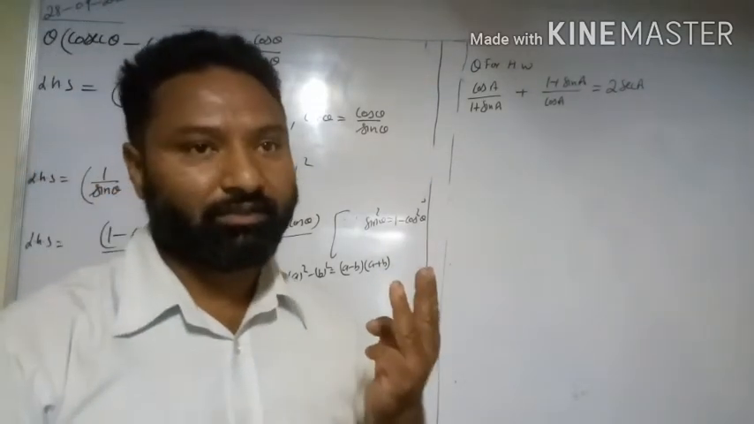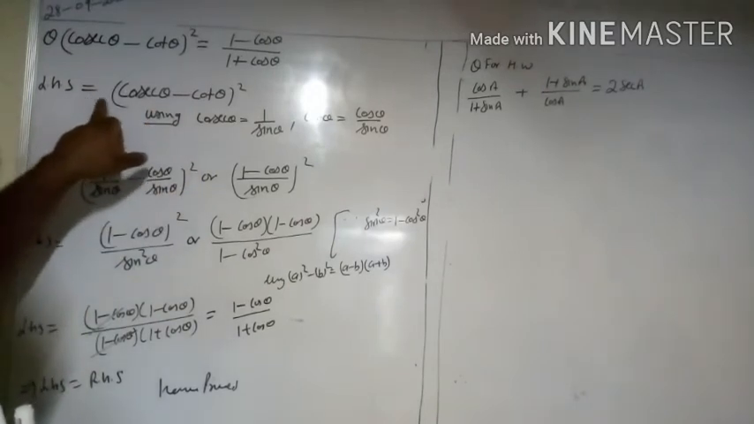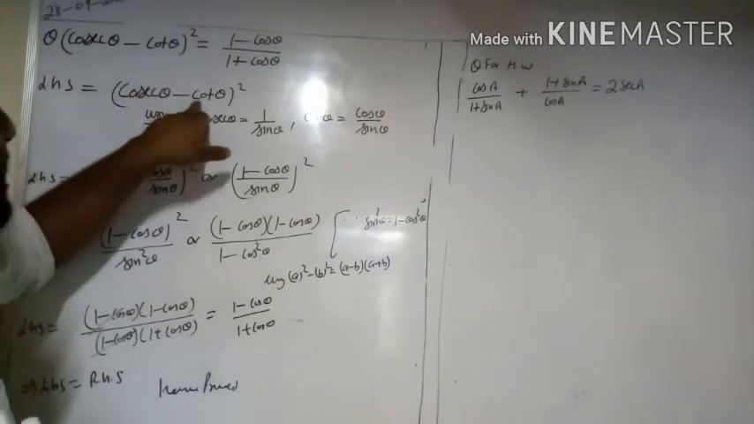There are three ways to prove the question. Here I'm taking the first way. Here I'm taking the left hand side. The left hand side is cos theta minus cot theta.